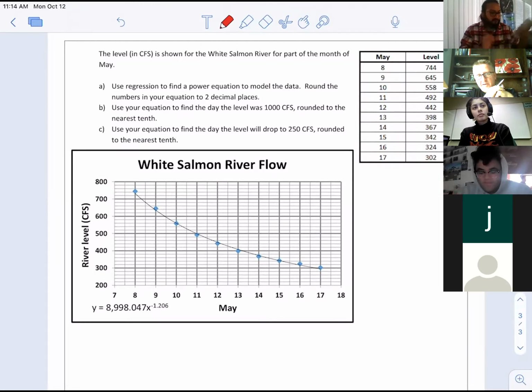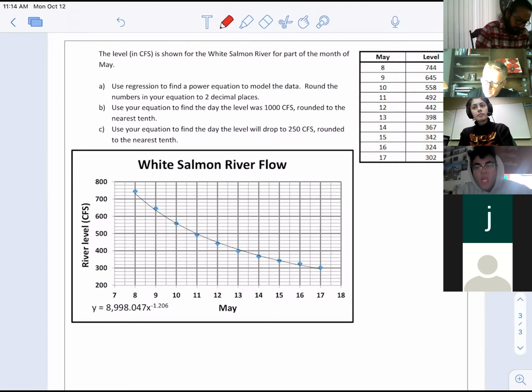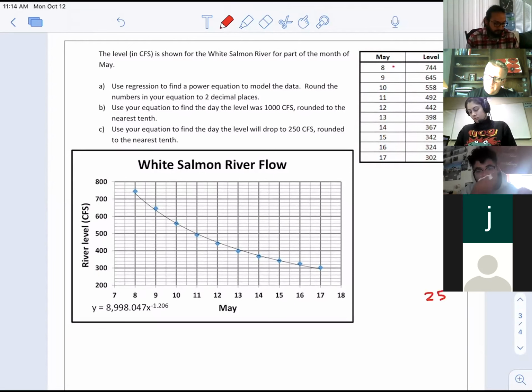And this particular one is data that I collected because I was going to launch out here at, say, a week later, day 25. So I was collecting data off the internet. May 8th, this was the river level. May 12th, that's the river level. I graphed it and I noticed, hey, look at that cool pattern.